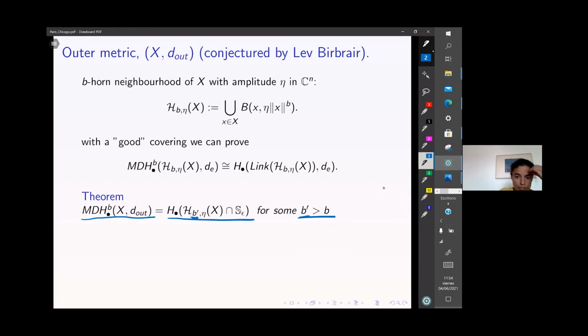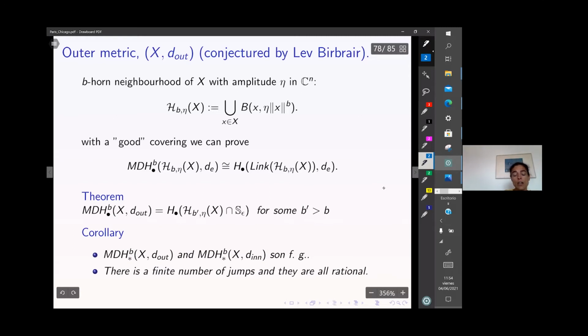Okay. For some B prime small enough, it has to be close to B, but close enough, but you can always, for example, think of B prime rational. Whenever it is rational, then this is a simplicial complex. So it is a finite simplicial complex, it has finitely generated homology. And in this way, we can see that the moderately discontinuous homology groups of a germ with the outer metric are finitely generated.